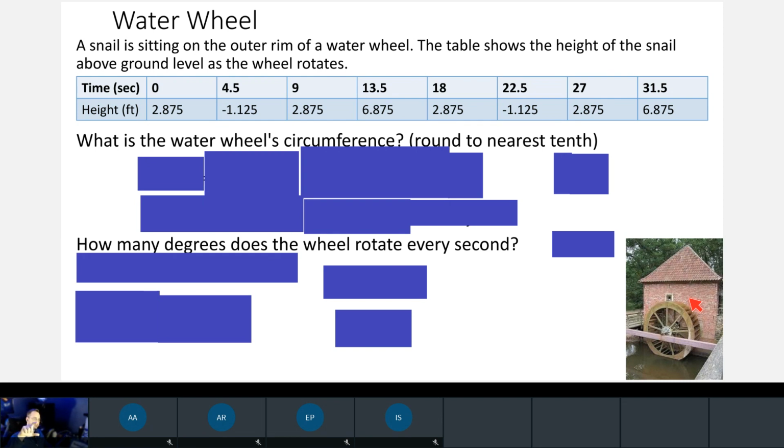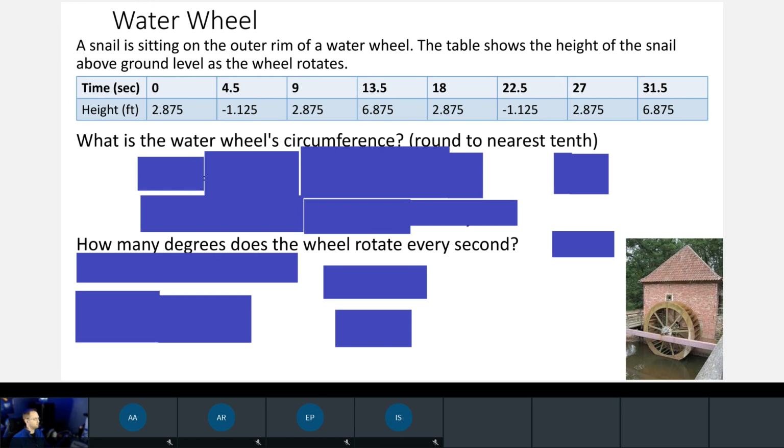You get 4. So the distance is 4. Or not 4, 8, right? Sorry, not 4. The distance is 8. From the top to the bottom, the distance is 8. And then half of 8 gives you 4.